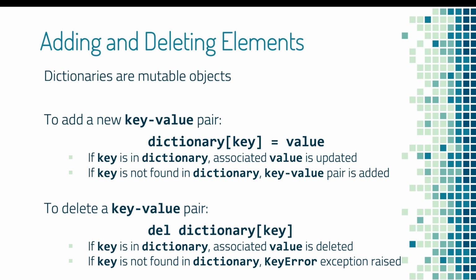In that case, if the key is in there, the associated value and key is deleted. If it's not found in the dictionary, a KeyError exception is raised. So again, make sure you're using try excepts, make sure you're using the in and not in operators, just to make sure that you're not causing any kind of unnecessary errors in your program.